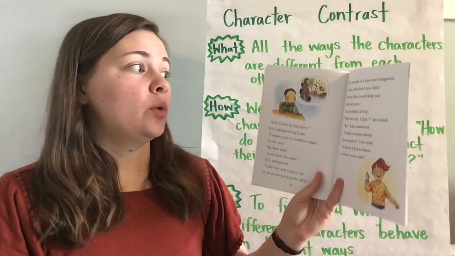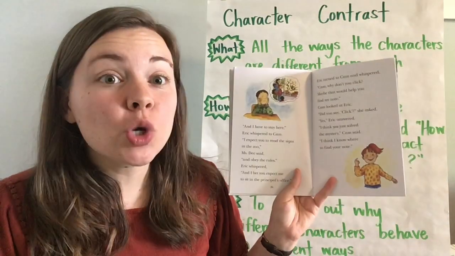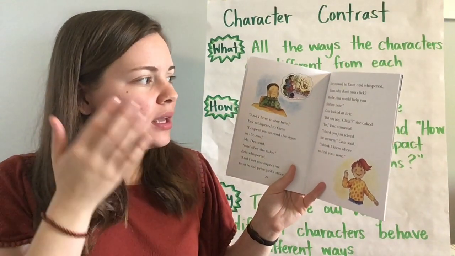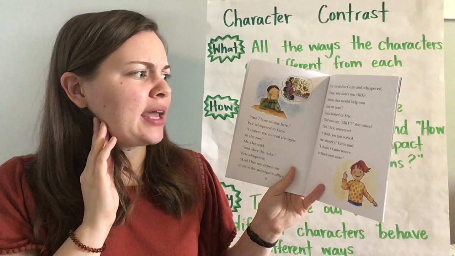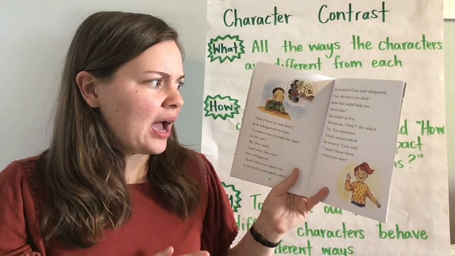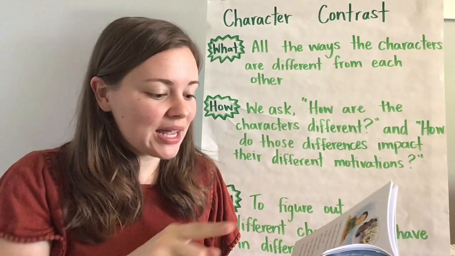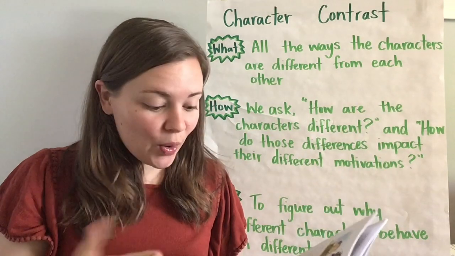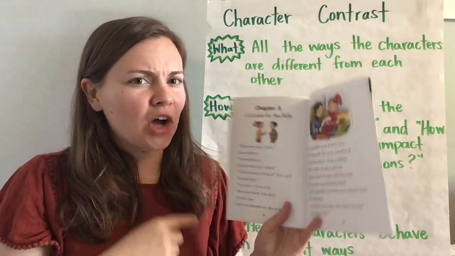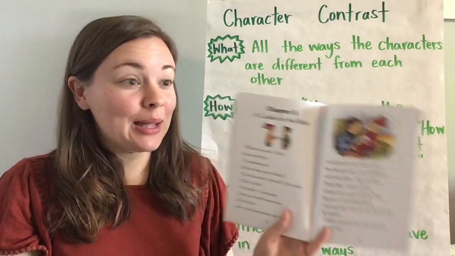Eric turned to Cam and whispered, "Cam, why don't you click? Maybe that would help find my note." Cam looked at Eric. "Did you say click?" she asked. "Yes," Eric answered. "I think you just solved the mystery," Cam said. "I think I know where to find your note." Chapter 5, A Cookie for the Ride.